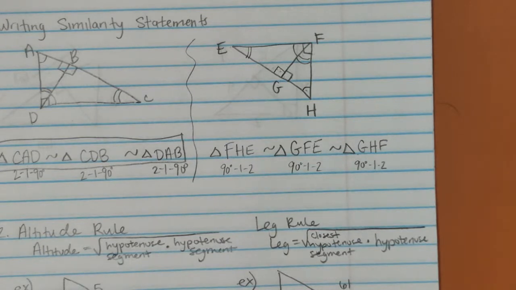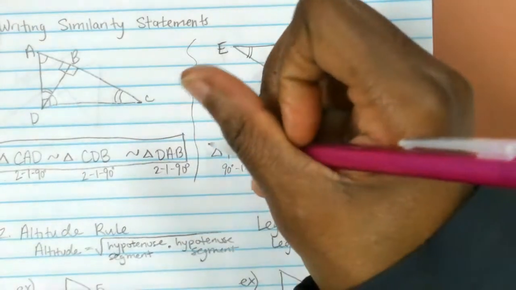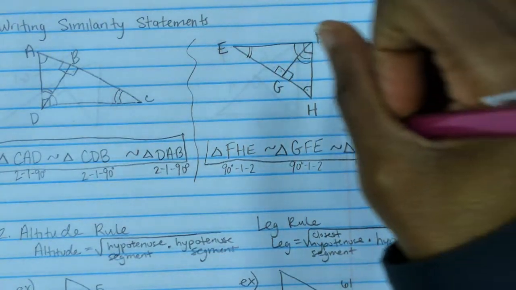This is just one way that I use to do it. Other people do it differently, or they can just say long leg, short leg, whatever. But this is just a quick way to be able to tell if you put the little angle bends in there. So that would be the answer for the similarity statement for that.